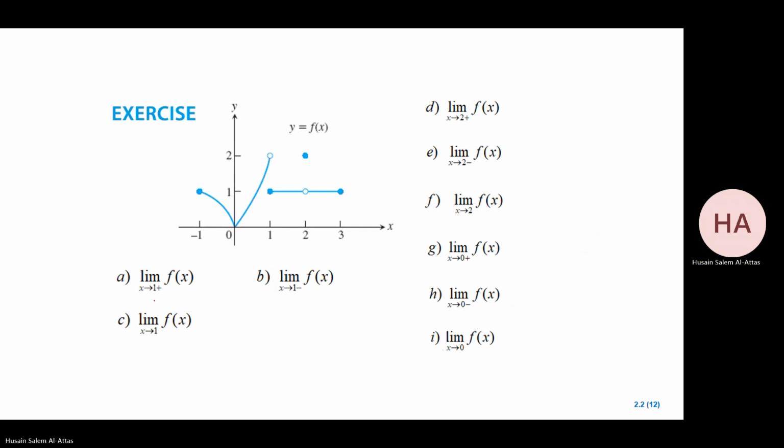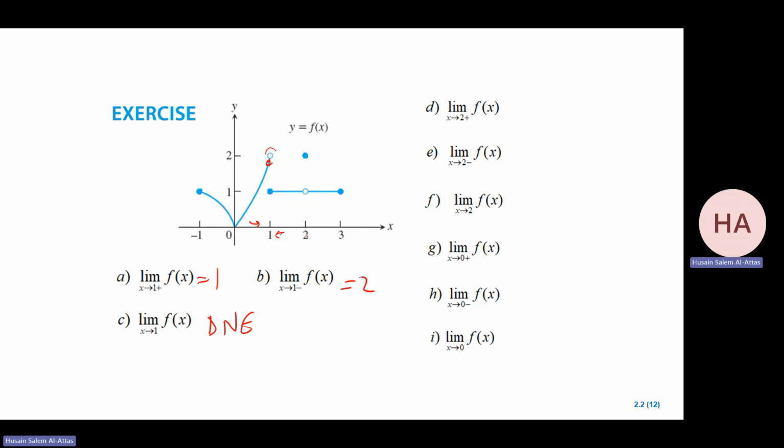Okay. X goes to 1 from right. More than 1, I will be here. So it will be 1. 1 from left. Here, I will be somewhere here. So it will be 2. So this limit does not exist.